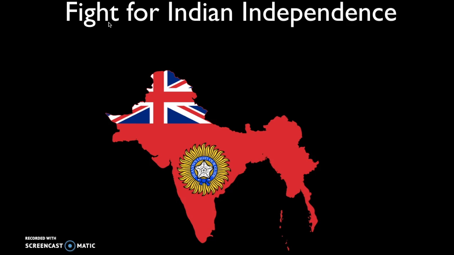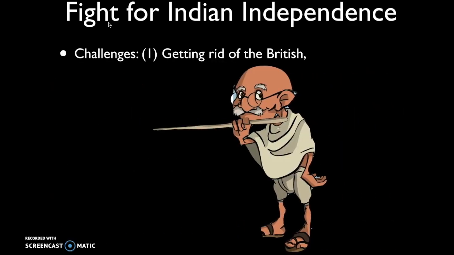First, whenever you're dealing with decolonization, you have to remove from power your colonizing nation. So in the case of India, it was the British. The British had power in India from as far back as the British East India Company back in period 4. And so the first major challenge was the revolutionary part, right? Overthrowing and replacing the government. So one of the major challenges was getting rid of the British.